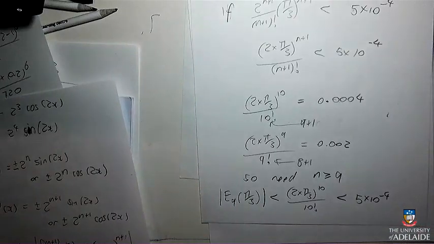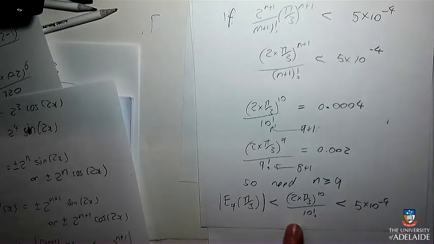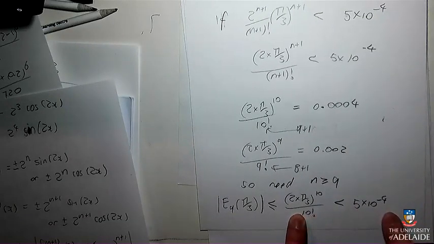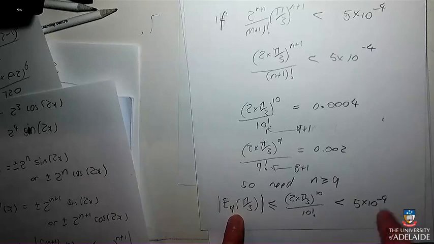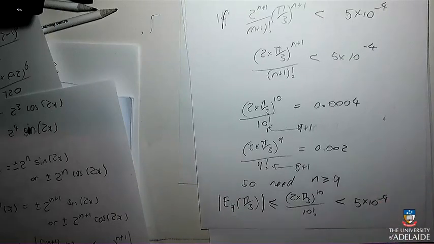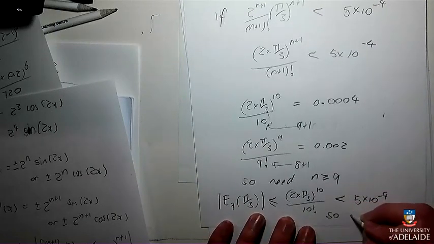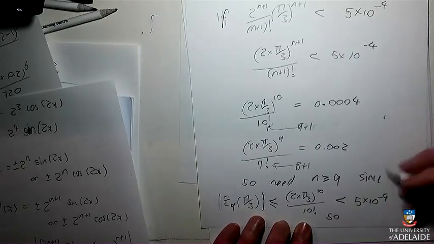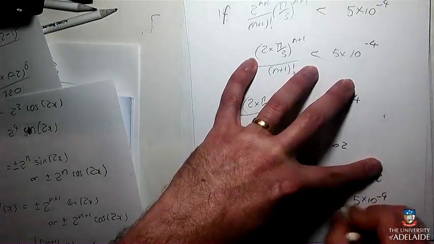So the ninth one is less than or equal to this number. And we know that that number is less than 5 times 10 to the minus 4. And so therefore this is less than 5 times 10 to the minus 4. And so, yep. All right, there we go.